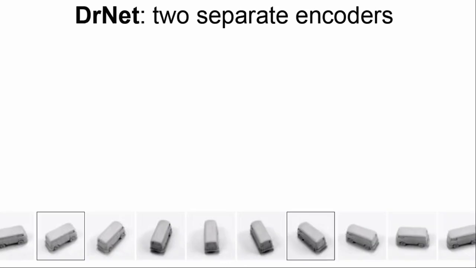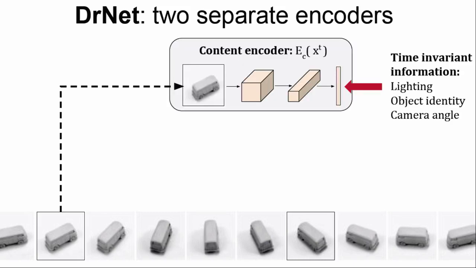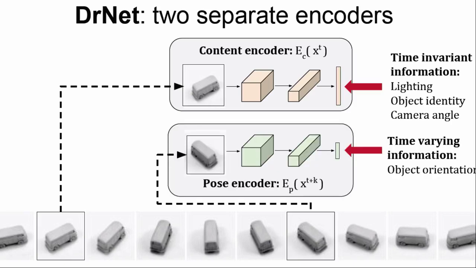So DRNet is based on an encoder-decoder architecture. There's two separate encoders, each of which see a different frame in the video sequence. A content encoder extracts time invariant information, which in this sort of toy video sequence corresponds to lighting, object identity, and camera viewpoint. A pose encoder will extract time varying information, such as the object's orientation.